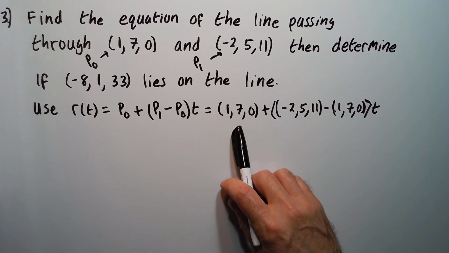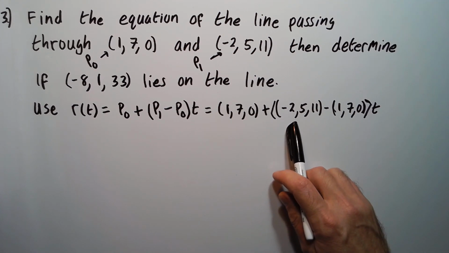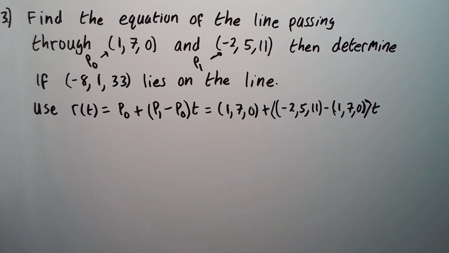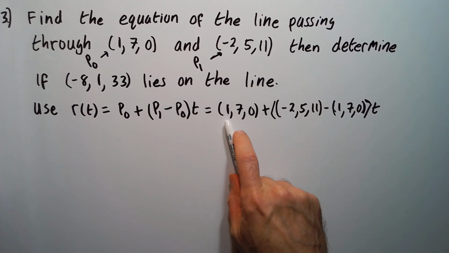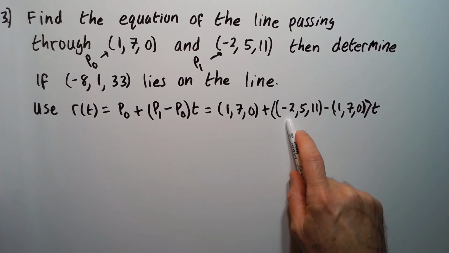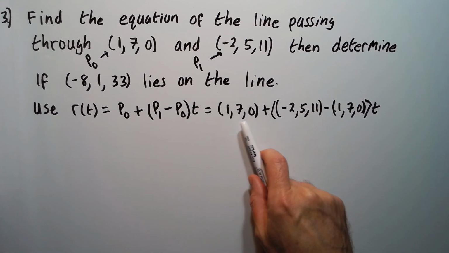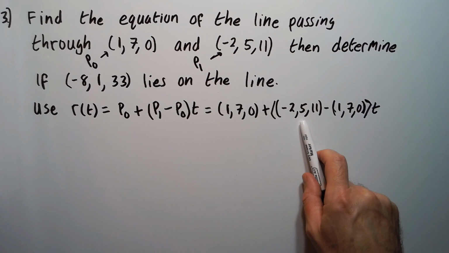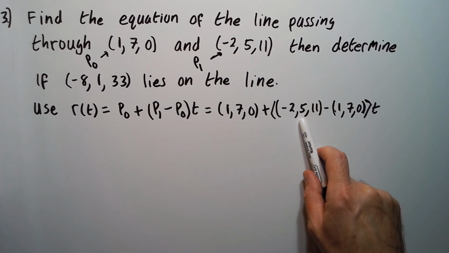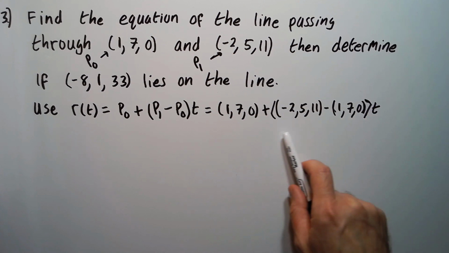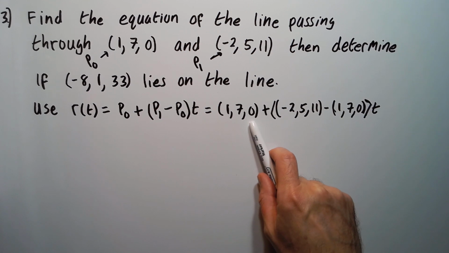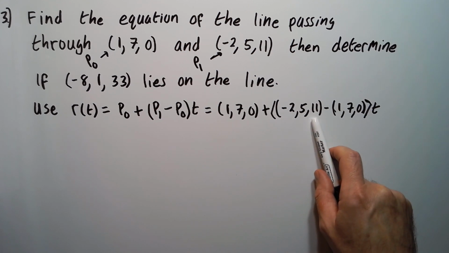So look at this then. So it's P0 plus P1 minus P0 times T. So then combining the x components, you have a 1 here. You have minus 2, minus 1, so minus 3t. So it's going to be 1 minus 3t. For the y component, it'll be 7 plus 5 minus 7, so minus 2t. And for the z component, it'll be 0 plus 11t.